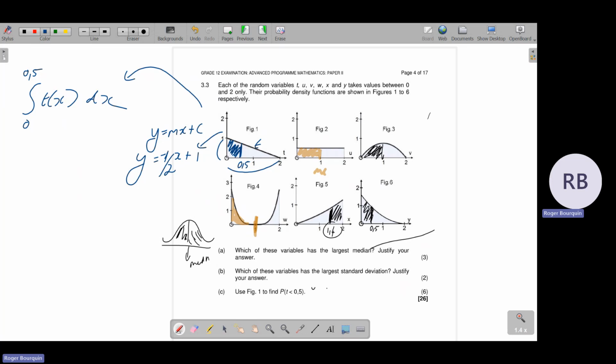So we're looking for the integral between 0 and 0.5 of negative a half x plus 1 with respect to x. So this is the probability that t is less than 0.5. Stick that into your calculator.